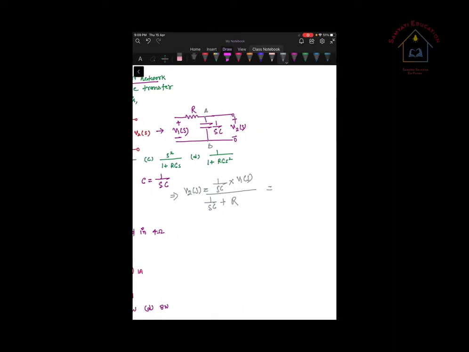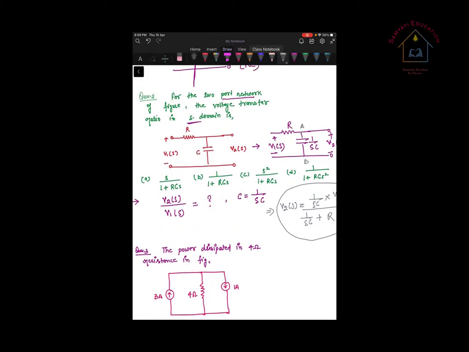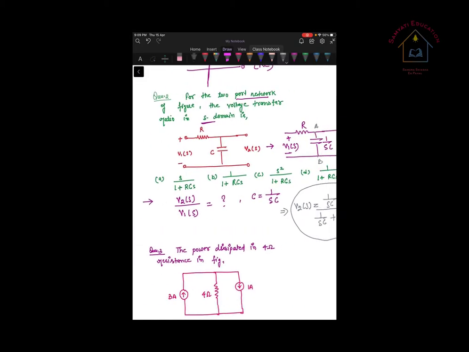Now if you solve this, you will get V2(S) by V1(S) is equal to 1 by (RCS plus 1). Okay, if we see the options here, the answer will be B.